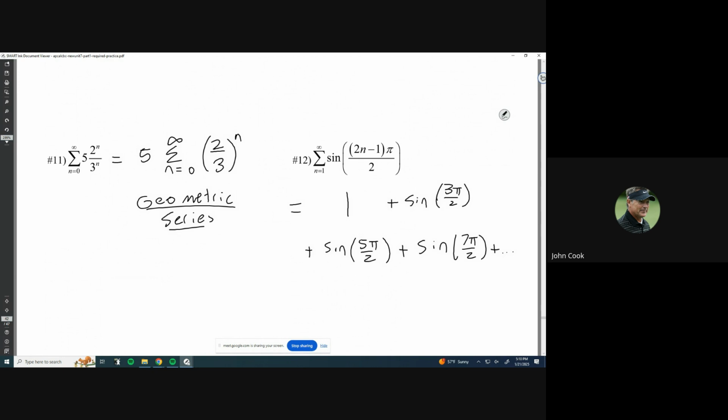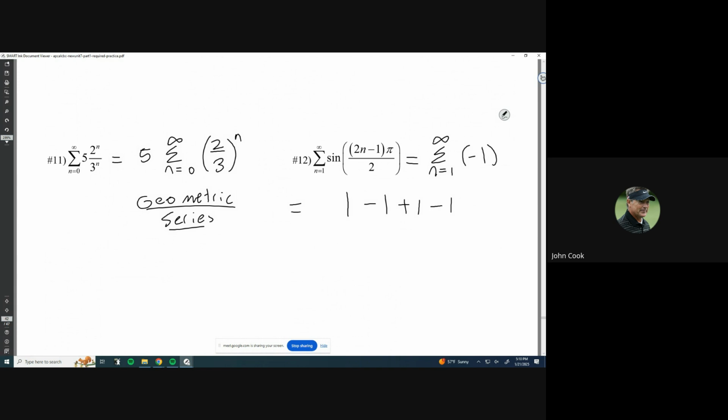Sine of 3 pi halves on my unit circle is -1. Sine of 5 pi halves is 1 again. Sine of 7 pi halves is -1 again. Oh, you know what? Can you see it? This is just the same as saying the series n equals 1 to infinity of -1 to the power of n. And so that's what this is going to be, right? -1 to n minus 1, or plus 1 actually, just to make it line up. But this is just geometric, you know, any way you look at it.